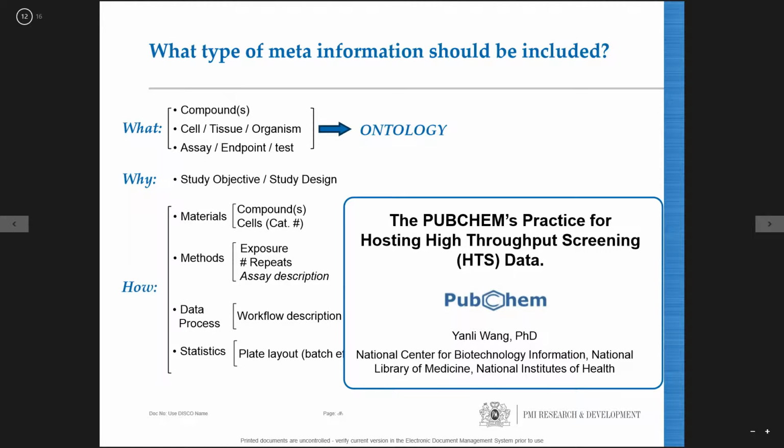Very important, the methods. How was the exposure done? What is the number of repeats? Extremely important, a good assay description. Assays are complex, there are differences, and an assay is not always the same. As I know, when you talk about a car, you want to make sure if you buy a car that you're buying a Lamborghini and not a Volkswagen in very good shape. The same with the assays. You want to know exactly how the things were done.